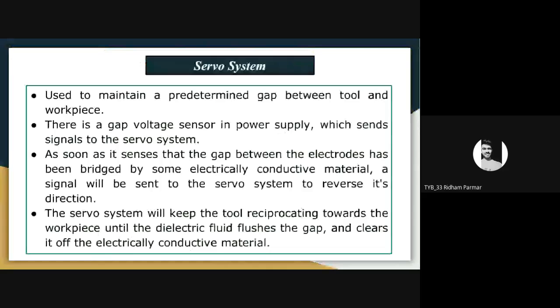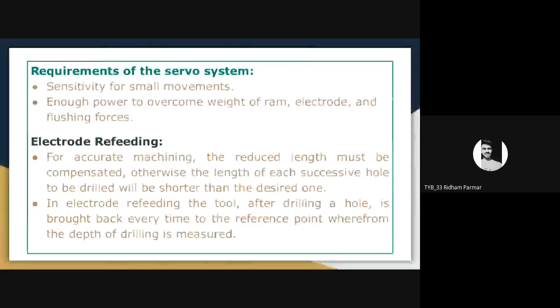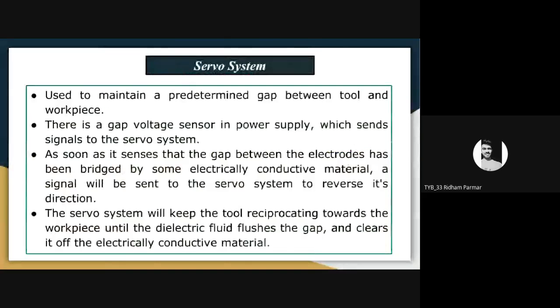Now we'll go for the next component of the EDM process. Up till now we have seen the direct system, then electrodes, and tool wear in that electrode. Next is the servo system. For what purpose is this servo system used? The servo system is used to maintain a predetermined gap between your tool and the workpiece. Whatever we want to maintain in the electrode gap, for that purpose we require the servo system.